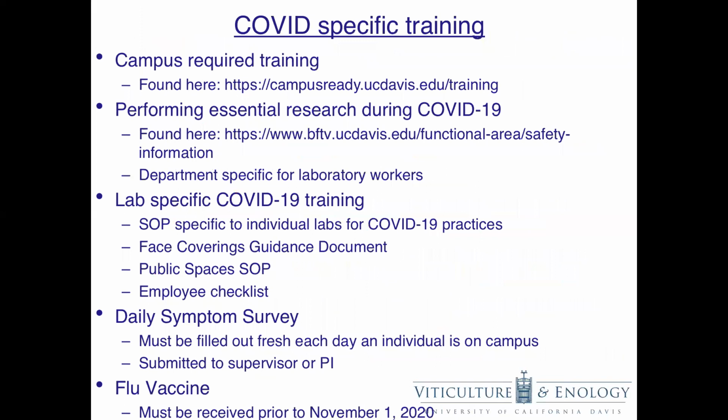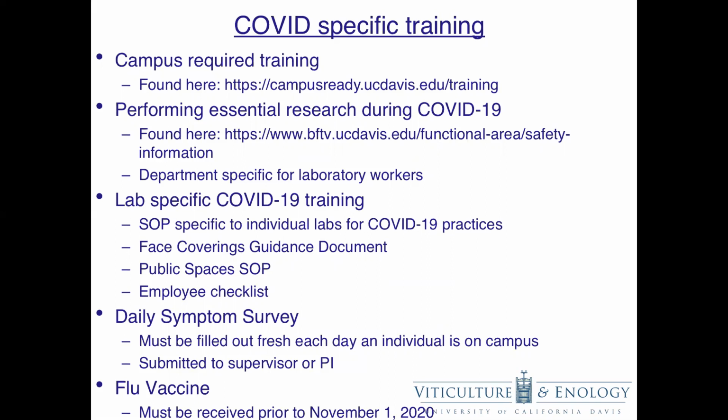Due to the COVID-19 pandemic, we have additional training related to COVID safety procedures. All persons working on campus are required to take the campus-specific COVID online training. For those working in labs in the viticulture and enology or food science departments, the performing essential research during COVID-19 training must be taken. This can be found on the department safety website. You may notice some differences between this and the campus online training. The department-specific training has more detailed guidance and should be adhered to over the campus guidance when working in any building in the RMI complex.